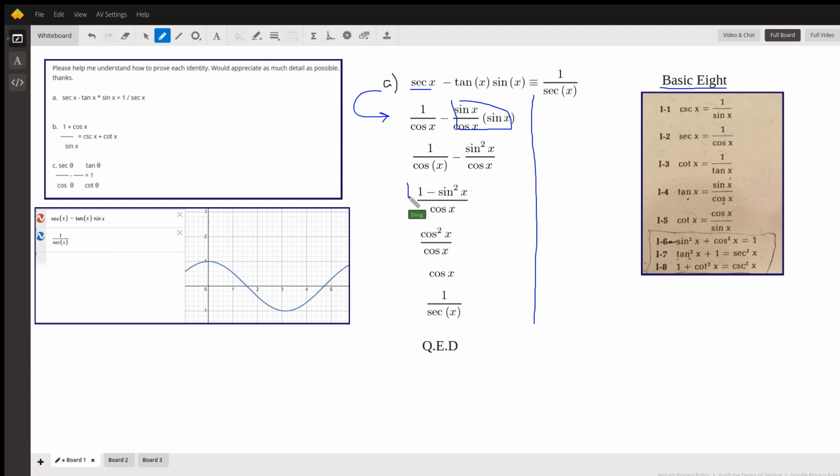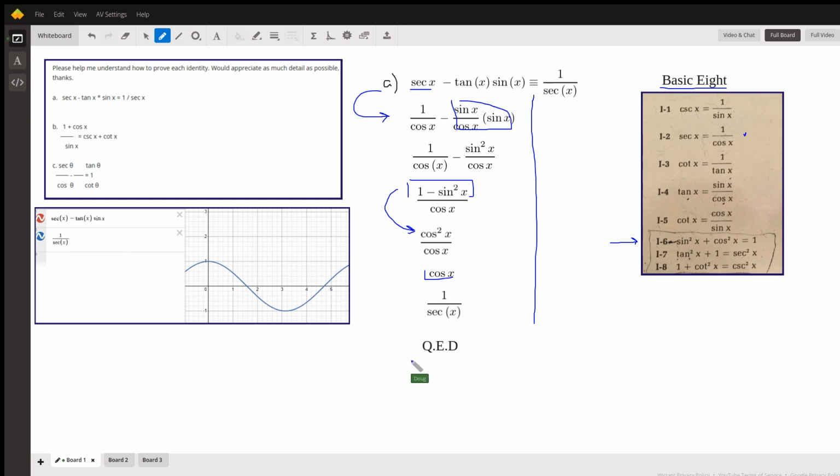And then here's the key. This is an alternate form of identity 6. Sine squared plus cosine squared is always equal to 1. You can subtract sine squared from both sides and get 1 minus sine squared equals cosine squared. So that's how I got from here to here. And then using algebraic simplification, cosine squared divided by cosine is cosine, but cosine is 1 over secant. That's an alternate form for this guy right here.